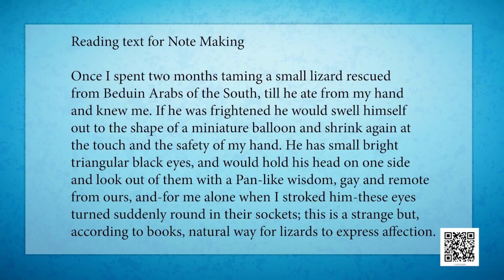I spent two months taming a small lizard rescued from Bedouin Arabs of the south, till he ate from my hand and knew me. If he was frightened, he would swell himself out to the shape of a miniature balloon and shrink again at the touch and the safety of my hand. He has small, bright, triangular black eyes and would hold his head on one side and look out of them with a Pan-like wisdom, gay and remote from ours. And for me alone, when I stroked him, these eyes turned suddenly round in their sockets. This is a strange but, according to books, natural way for lizards to express affection.